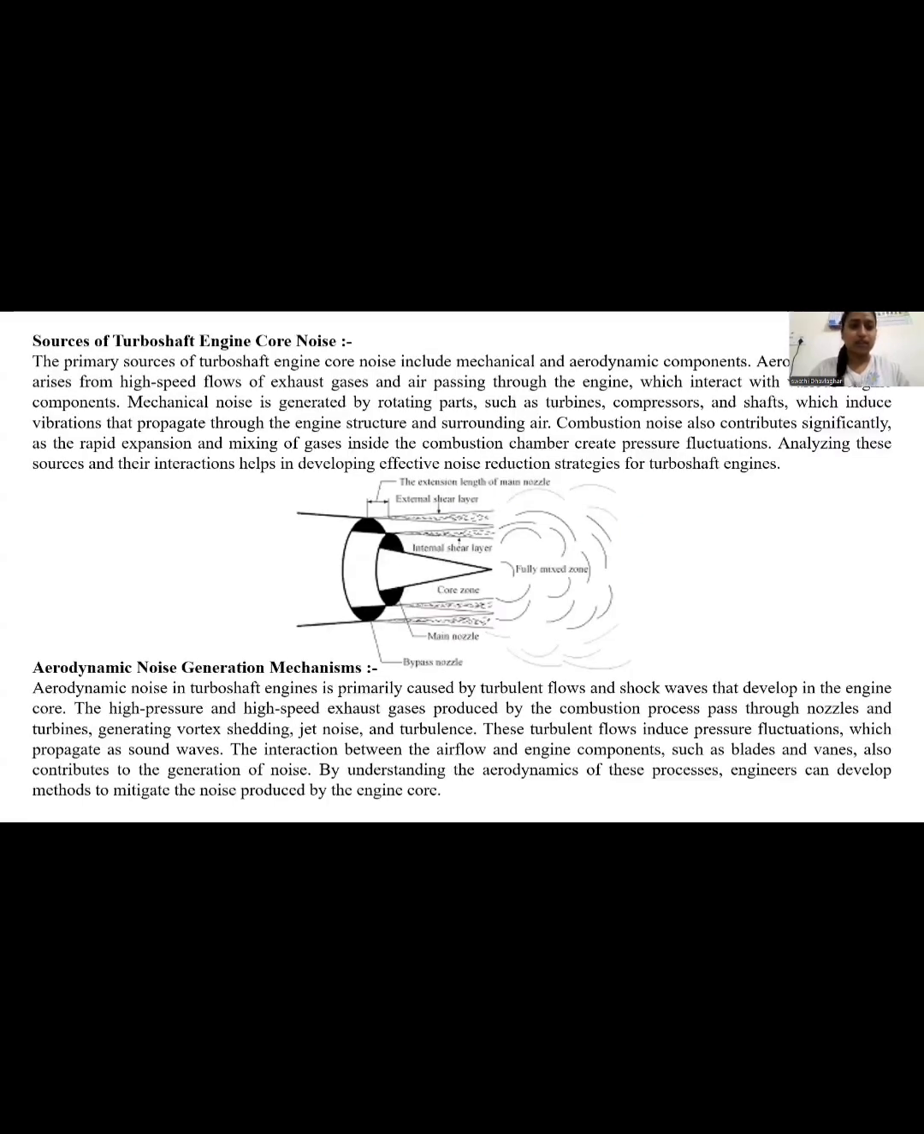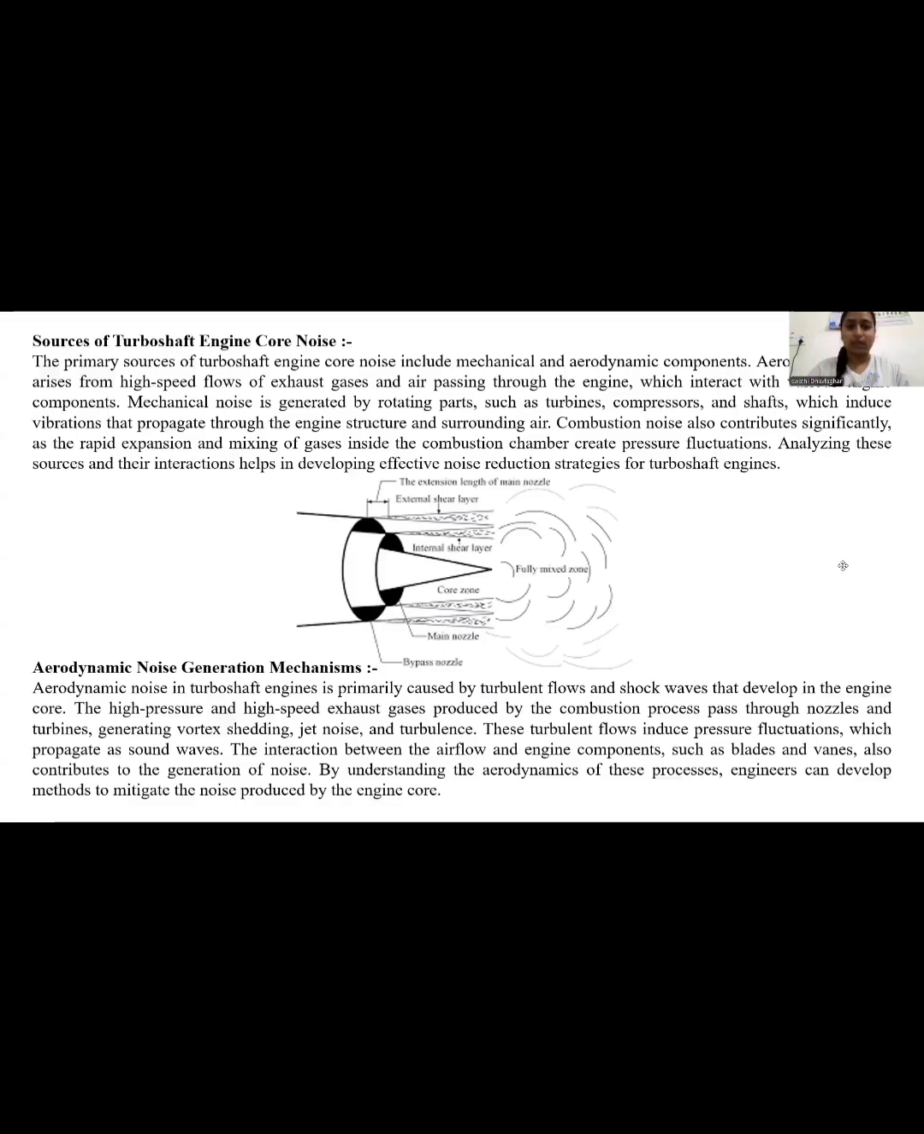Source of turboshaft engine core noise. The primary sources of turboshaft engine core noise include mechanical and aerodynamic components. Aerodynamic noise arises from the high-speed flow of exhaust gases and air passing through the engine, which interact with various engine components. Mechanical noise is generated by rotating parts such as turbines, compressor, and shafts, which induce vibration that propagates through the engine structure and surrounding area.